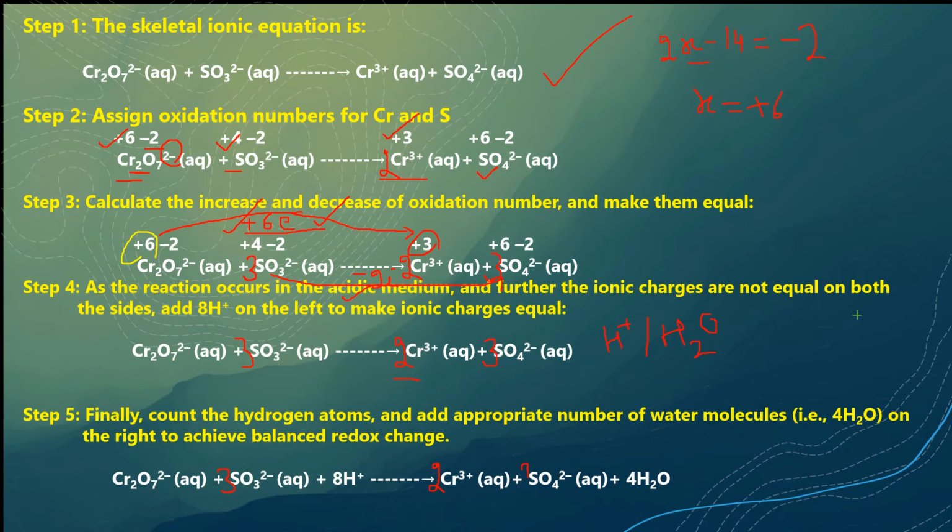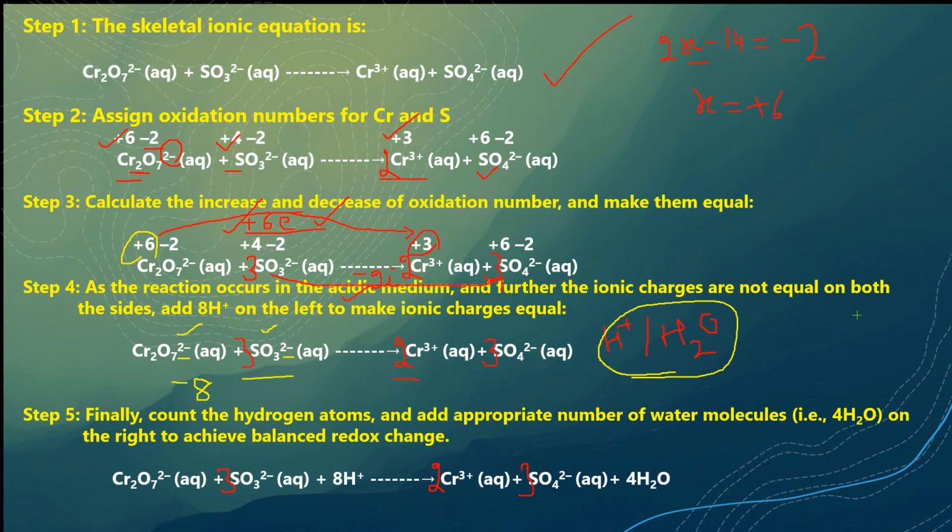So we have reached till this point. Now, since it is an acidic medium, I will be making use of H plus and water. So we have to see how many charges are there on both the sides. Here I can see -2 charge, here I can see -2, but I have 3SO3 2 negative, so it becomes -6 here. -6 and -2 on the left hand side, total 8 negative charges I can see.